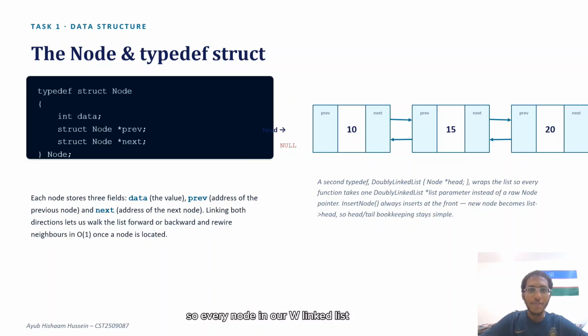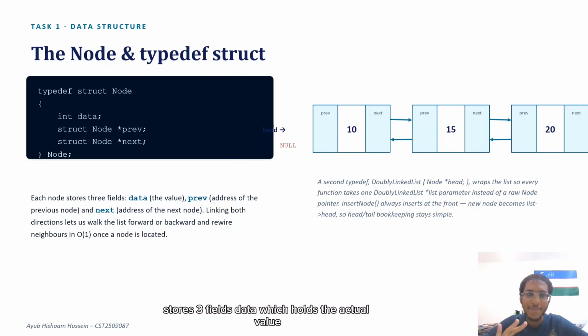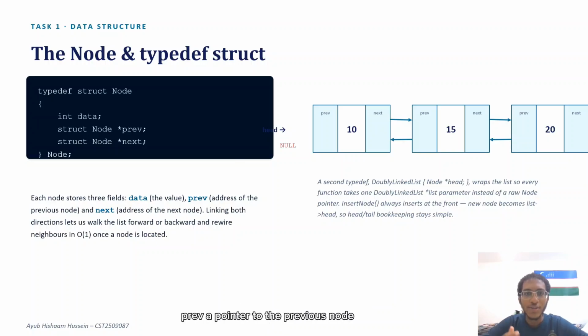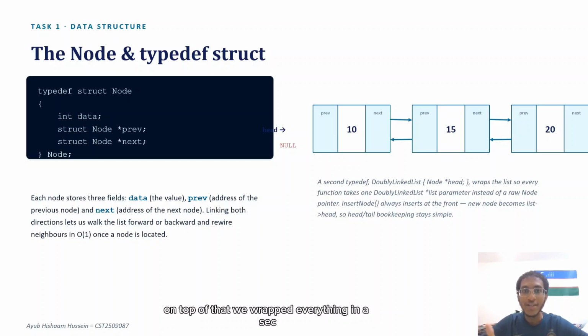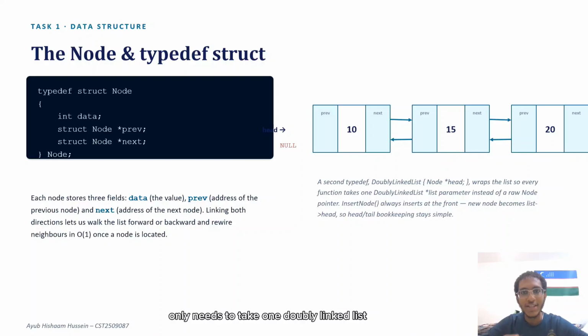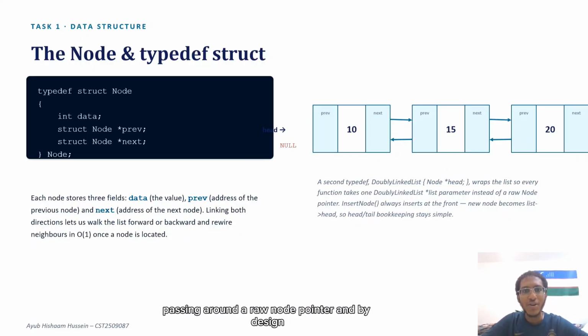So every node in our doubly linked list stores three fields: data, which holds the actual value, prev, a pointer to the previous node, and next, a pointer to the next node. Having links in both directions means we can walk the list forward or backward, and once we have located a node, we can rewire its neighbors in constant time. On top of that, we wrapped everything in a second typedef called DoublyLinkedList, which just holds a head pointer. This means every function only needs to take one DoublyLinkedList list parameter, instead of passing around a raw node pointer.